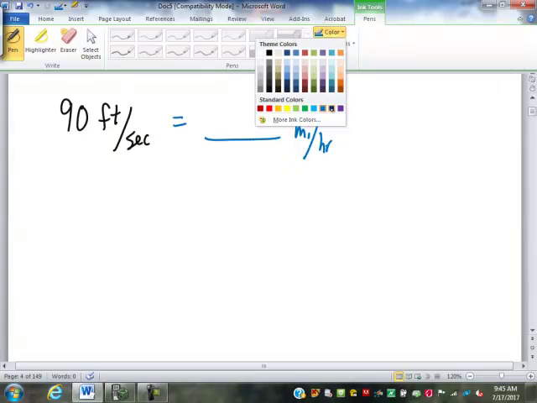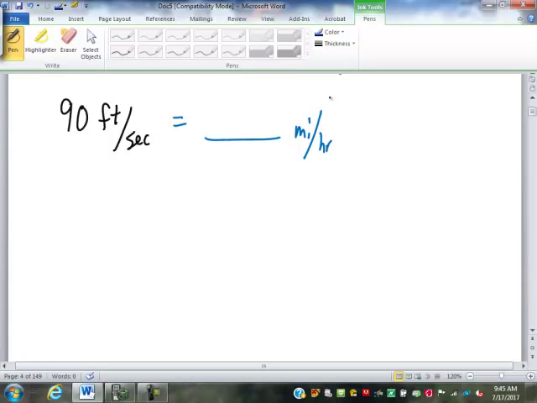Now remember when we talked about rates a week or so ago, proportions and rates, actually about 2 weeks ago now, 90 feet per second is really 90 feet per 1 second.